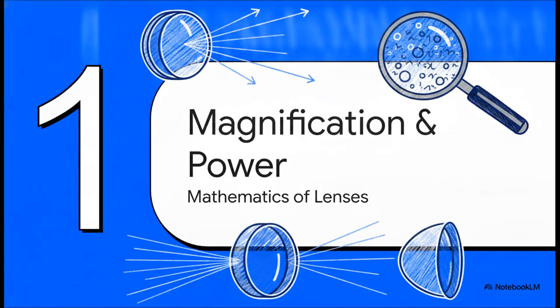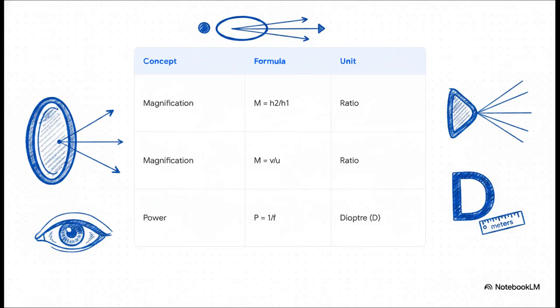Okay, let's dive into this. Section 1, Magnification and Lens Power. So magnification is essentially a ratio. You're just comparing the height of the image to the height of the original object, or the image distance compared to the object distance. Pretty straightforward, right? But what about power? Well, power represents a lens's capacity to either converge or diverge incoming light rays. It is simply the inverse of the focal length in meters, and we measure it in a unit called diopters. Keep these principles in mind because they are the absolute foundation of everything we're going to discuss today.